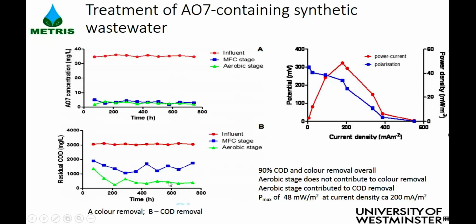However, the aerobic stage contributed to COD removal. So by combining both processes, in the case of this synthetic wastewater stream, we were able to achieve good color removal, good COD removal, and a power density of about 48 milliwatts per meter squared at a current density of about 200 milliamps per meter squared.